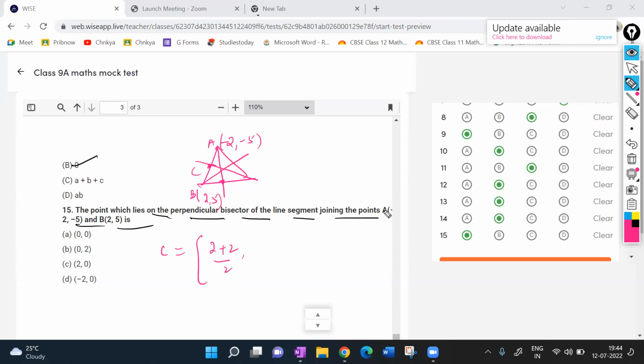Sorry, minus 2 here. Minus 2 was given. So directly it is 0 comma 0, since 5 minus 5 by 2 is 0, and 0 by something is 0. Yes, 0, 0, sir. Option A is correct.